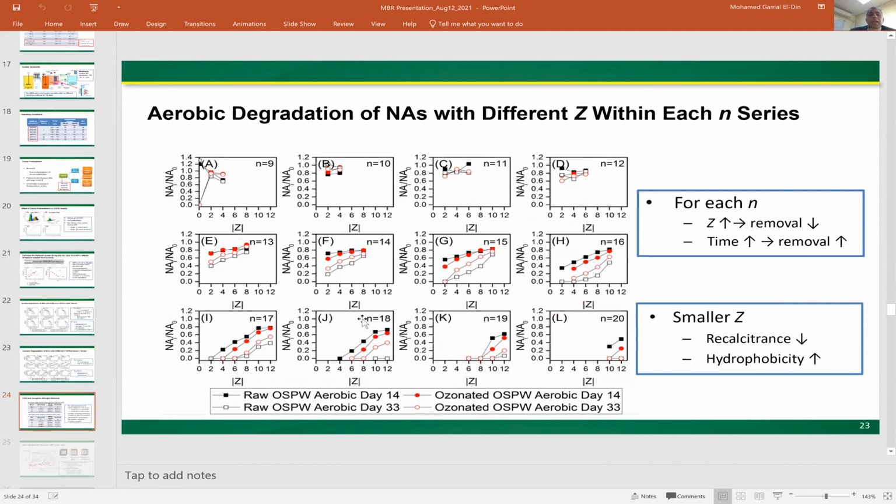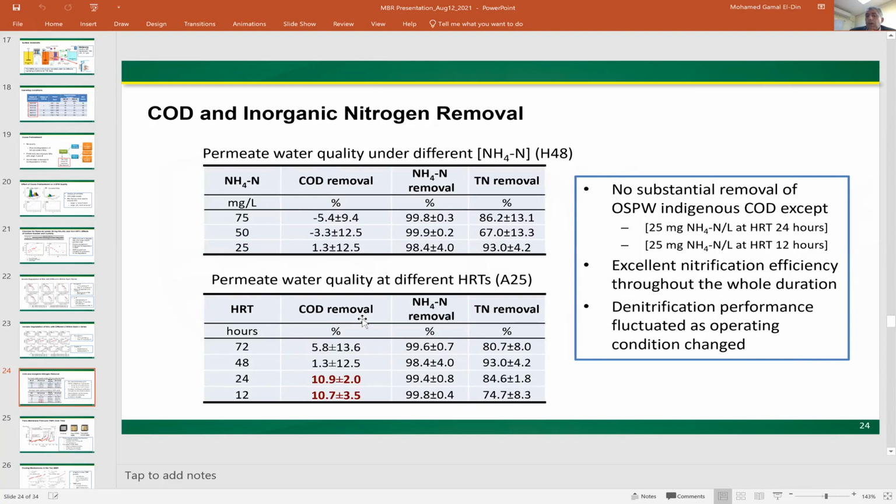So regarding the chemical oxygen demand and inorganic nitrogen removal, basically we saw good removal of COD. Ammonia removal was very high, almost 100%. Total nitrogen removal was quite high as well. The only thing we have seen is no substantial removal of OSPW endogenous COD at those levels of 25 milligrams of ammonia for 24 hours as HRT, or basically 12 hours or 24 hours HRT. Which means we needed to achieve higher ammonia nitrogen supplement at the beginning to reach a better removal if we wanted to have a good membrane bioreactor process in place. But in general, we had excellent nitrification efficiency throughout the whole duration. Denitrification performance fluctuated as operating conditions changed, and this was expected.